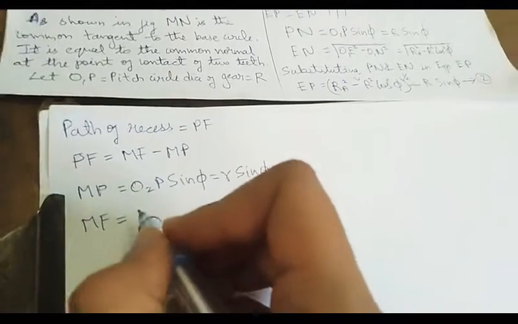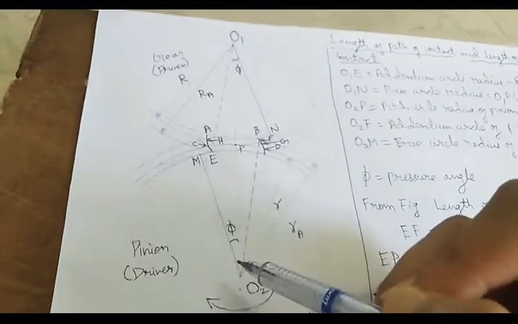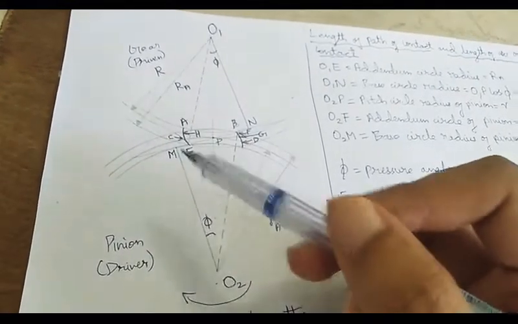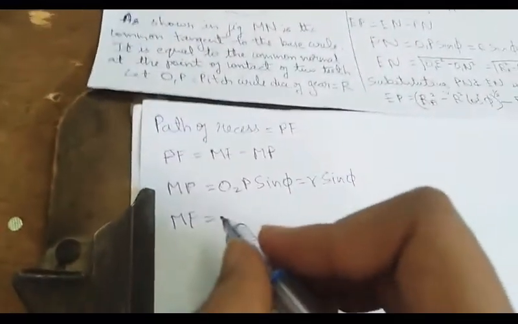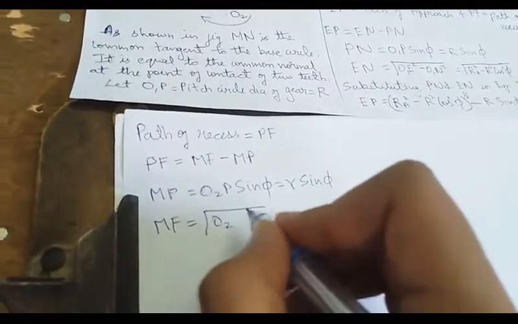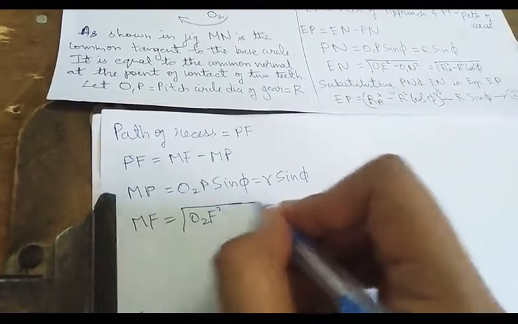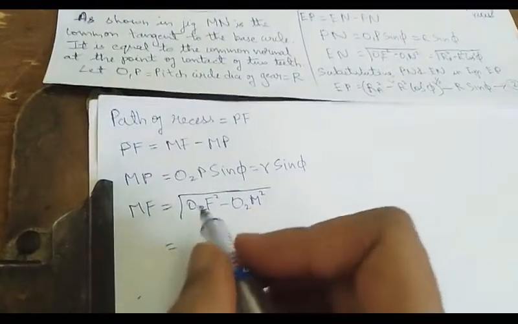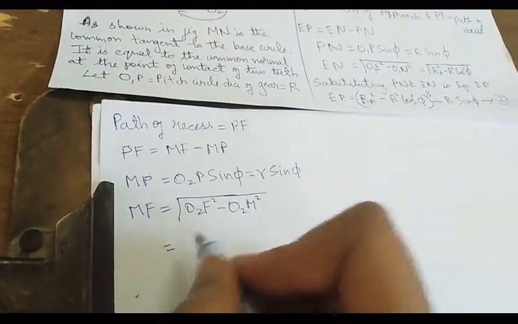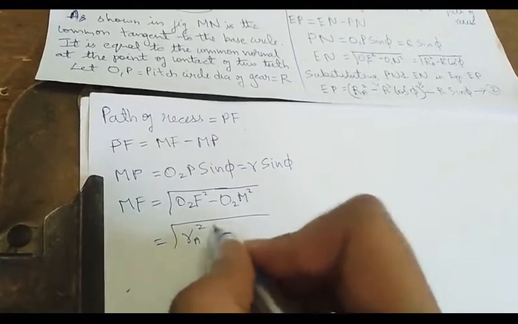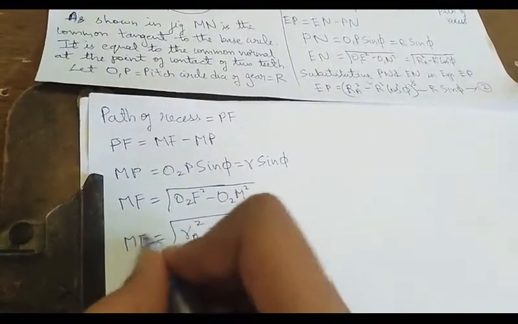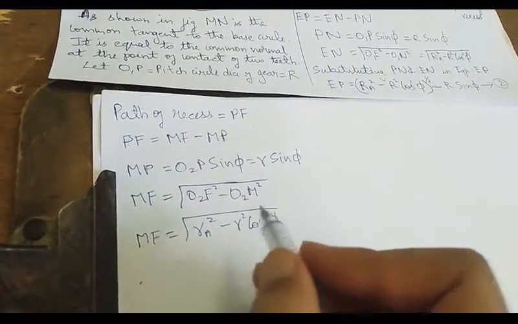Similarly, MF, from triangle O2MF, we can take square on hypotenuse is equal to sum of squares on other two sides. So MF is equal to square root of O2F square minus O2M square. So MF is equal to RA square minus R square cos square phi whole power half.